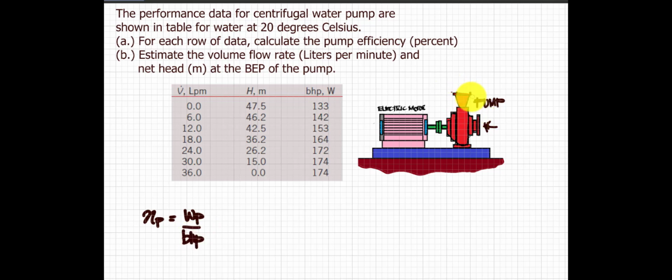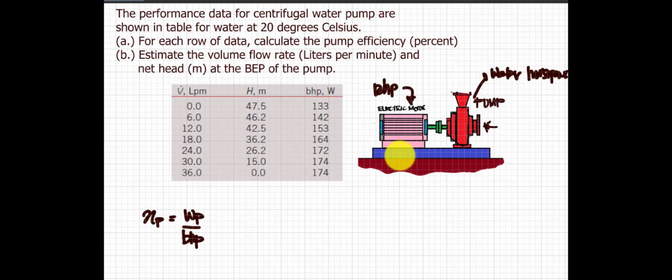the horsepower that is being produced by the pump is what we call the water horsepower. So this is the power produced by the pump. Okay? Then we have the brake horsepower. So that is what is produced by the electric motor. Okay?